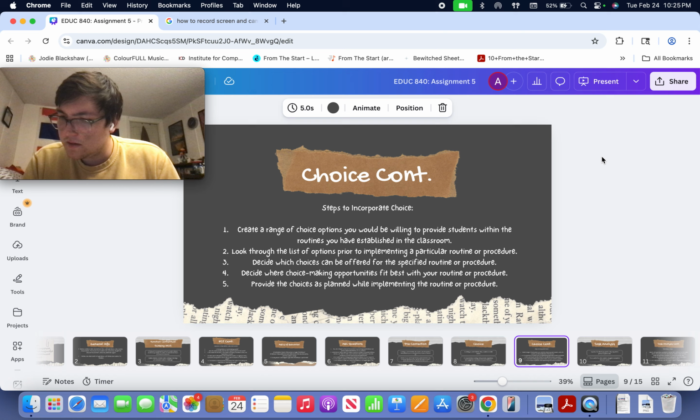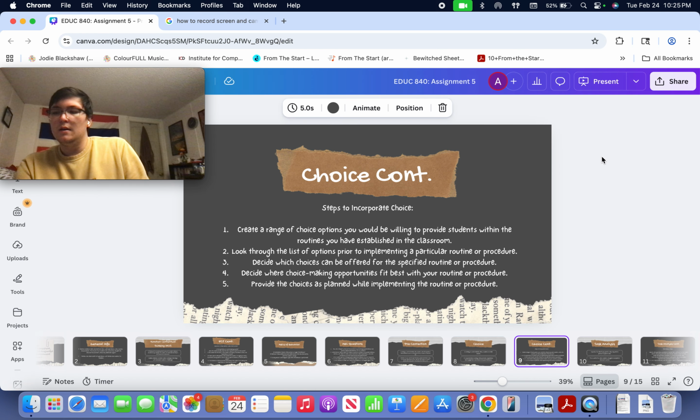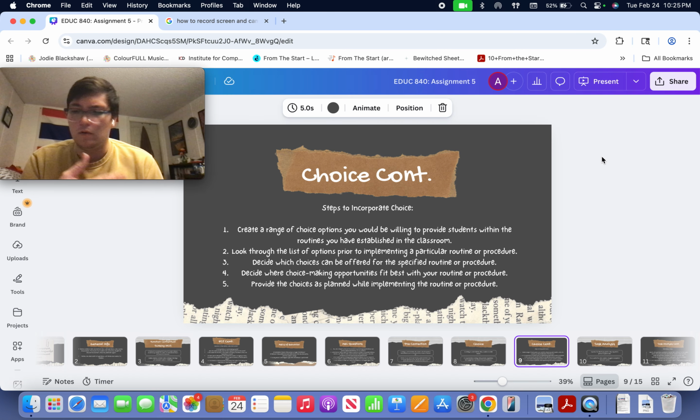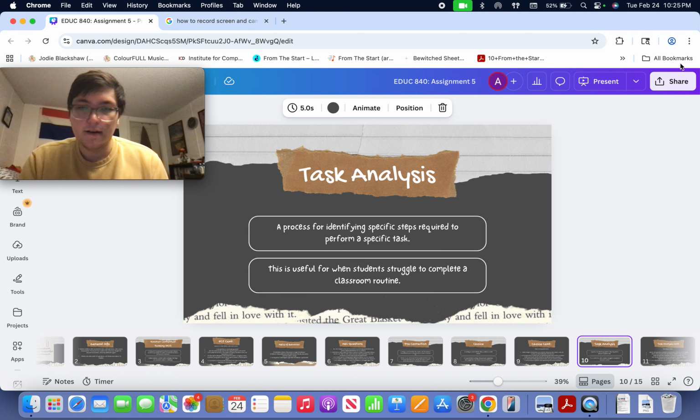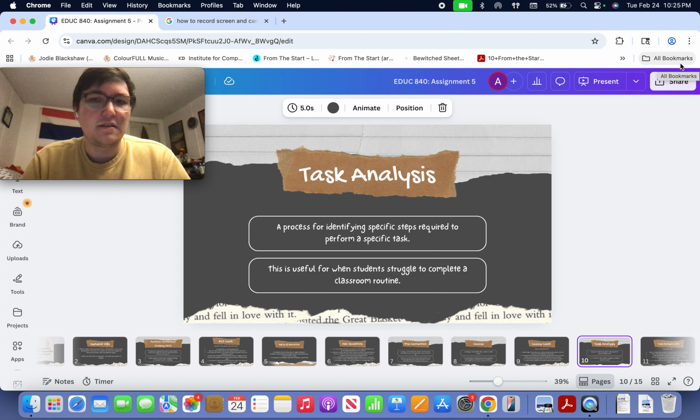So, an example of this could include allowing students to either choose to complete an assignment in a group or doing it individually. There's a couple of different other options this might manifest as, but that's just one option of many. All right, another strategy teachers use is called task analysis, which is a process for identifying specific steps required to perform a specific task.